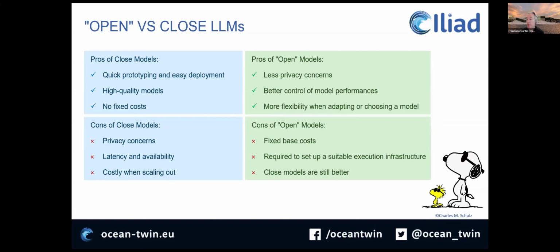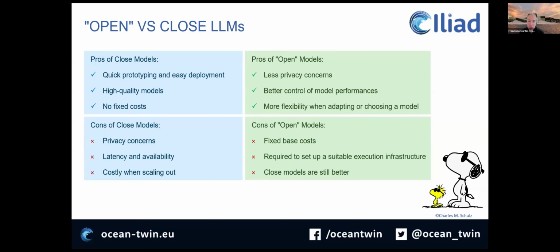Then you have some problems in terms of latency and availability because you interact via an API and sometimes the response you get is not as fast as you expect. The infrastructure is so busy with all the requests that your requests take a long time to get a reply. And then they are very costly when you try to scale up into a production solution, because you pay by the number of requests and the information in the request that you are sending through the APIs.